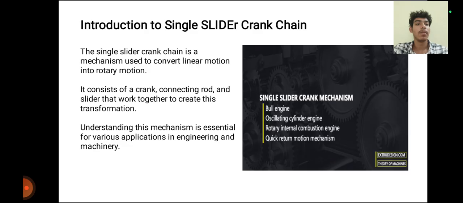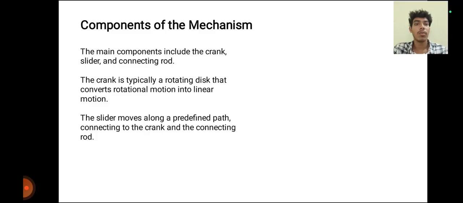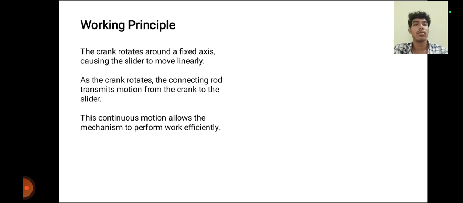Single slider crank mechanism, bull engine, oscillating cylinder engine, rotary internal combustion engine, quick return motion mechanism. Components of the mechanism. The main components include the crank, slider, and connecting rod. The crank is typically a rotating disc that converts rotational motion into linear motion. The slider moves along a predefined path connecting to the crank and the connecting rod.